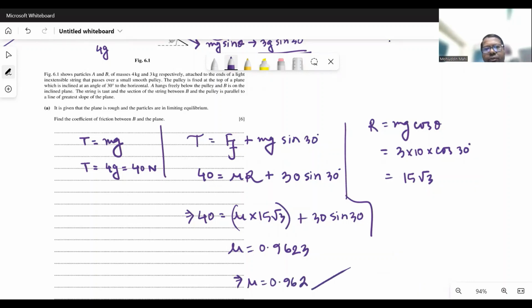So that is the coefficient of friction. So that's quite simple. Now the mark is comparatively high, 6 marks, because at first you need to understand the question, the context of the question. So that's one. Anyway, so that's our final answer.